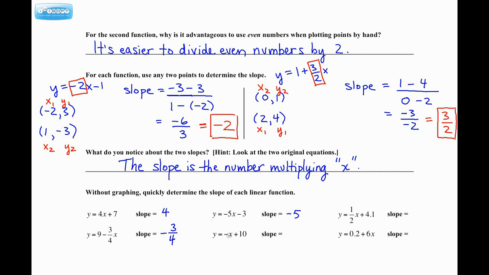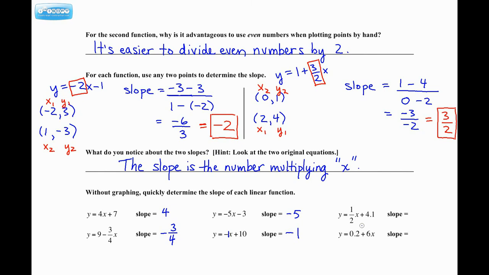Next, we have negative x. There doesn't appear to be a number there. We just have a negative sign. Well, in this case, there is an invisible 1 hiding in here. We just don't usually write it. So now we can see that it is negative 1. So already we should be able to visualize that this graph here with a slope of 4 from left to right is going up. These three that we've done, these all have negative slopes. Therefore, from left to right, they are going down.